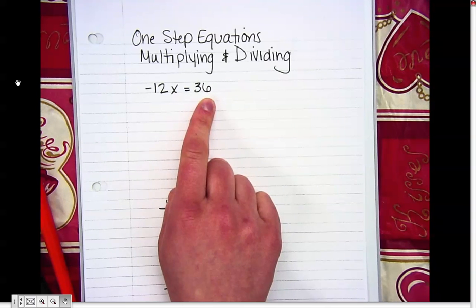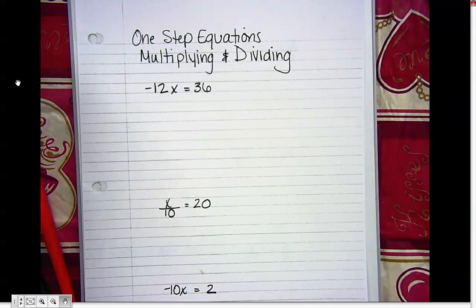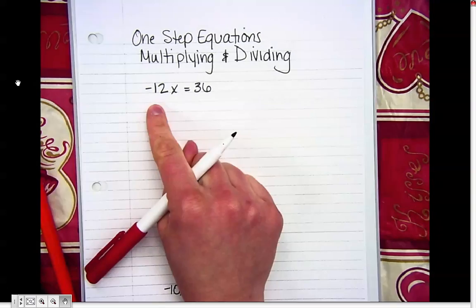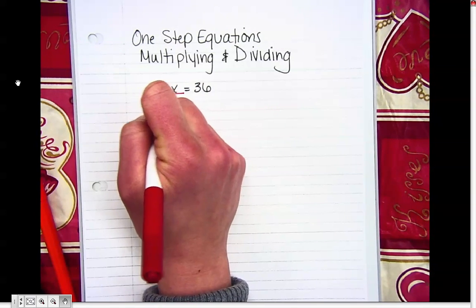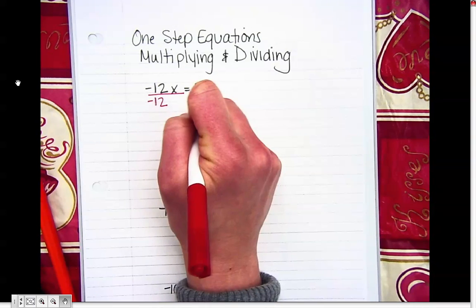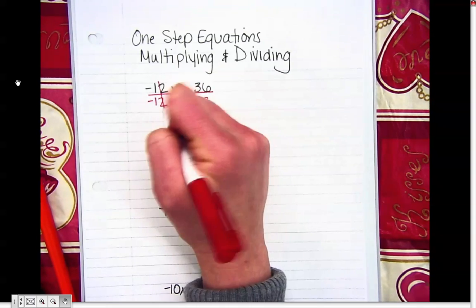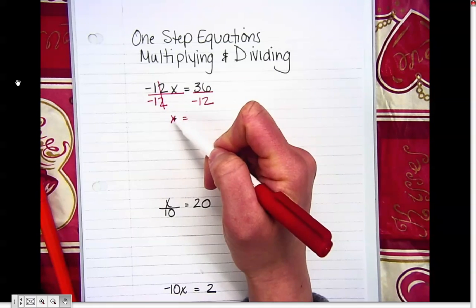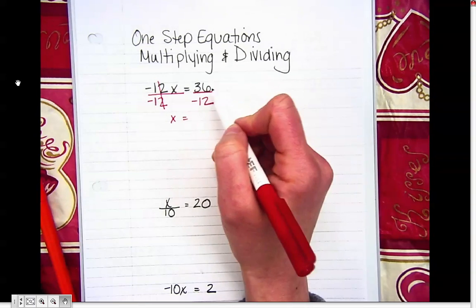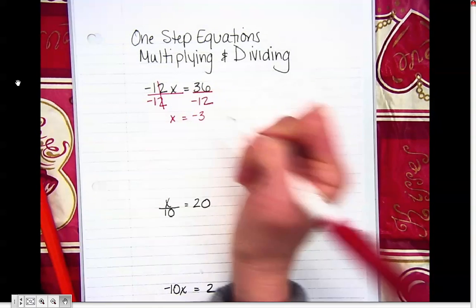So how do I undo multiplication? Well, I'm going to use the opposite operation. I undo multiplication with division. So if it's being multiplied by -12, that means that I need to divide by -12. -12 divided by -12 equals 1, and I'm left with x on this side. And on this side of the equation, 36 divided by -12 is equal to -3.